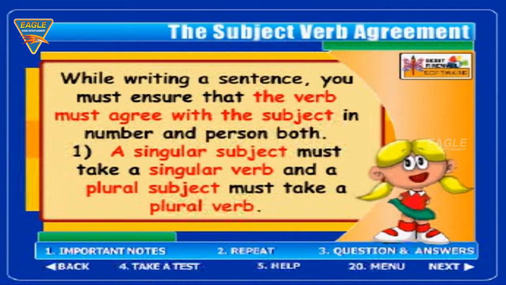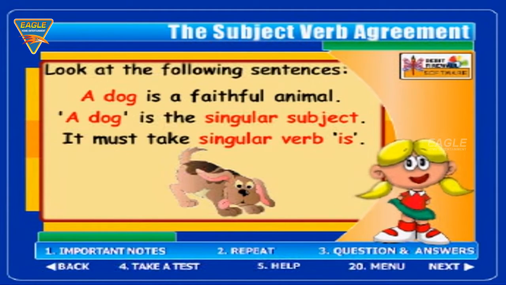While writing a sentence, you must ensure that the verb must agree with the subject in number and person both. A singular subject must take a singular verb and a plural subject must take a plural verb. Look at the following sentences. A dog is a faithful animal. A dog is the singular subject. It must take singular verb is.